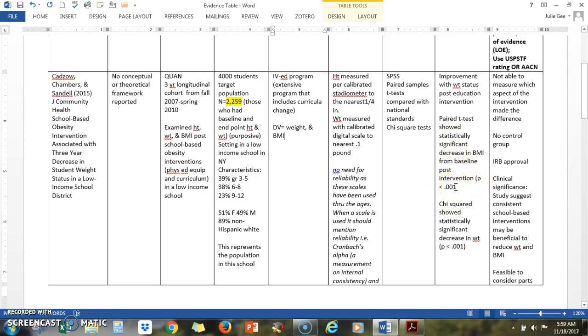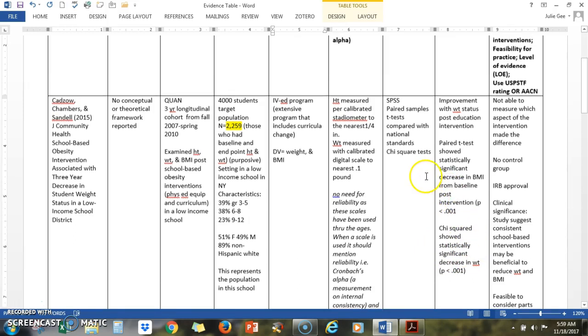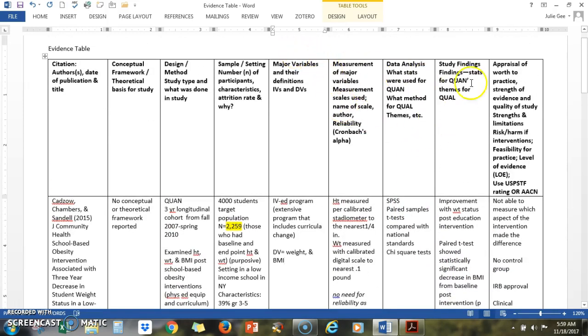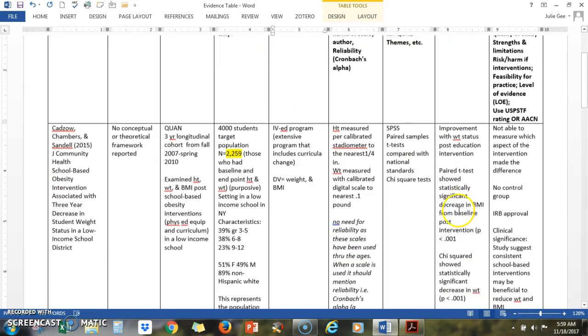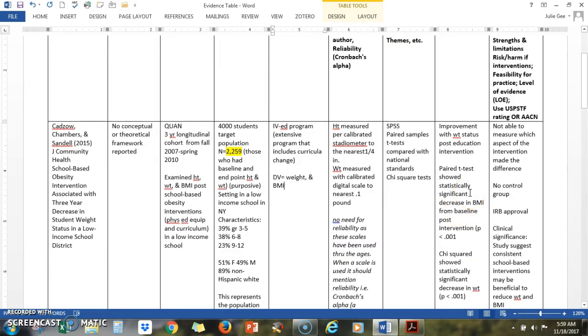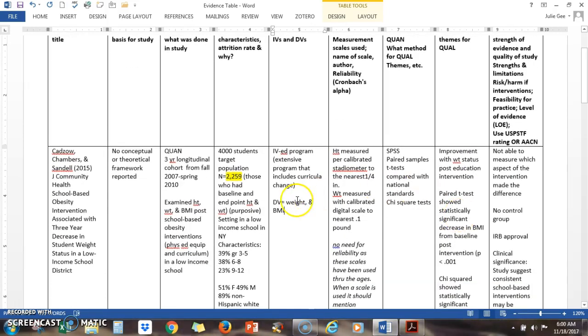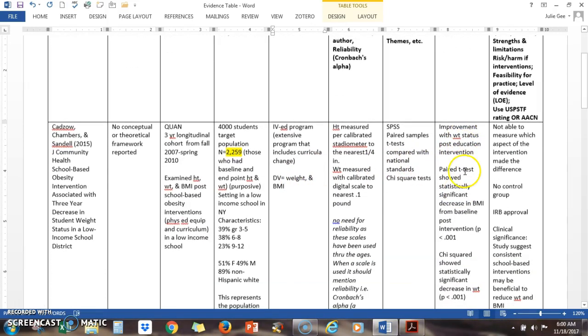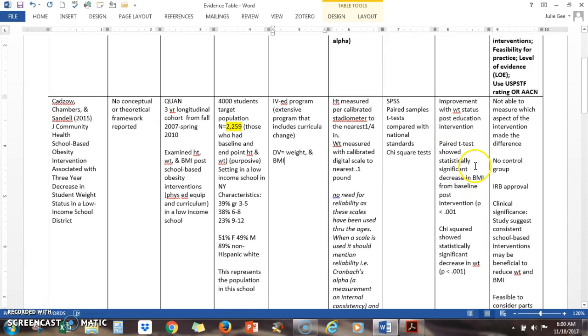You can write the rest in there if you want, but if I need to go back and look at the article, I know it was statistically significant. The other thing, the chi-squared showed that it was a statistically significant decrease in weight, also with a p of 0.001. The thing I want to bring out that's really important: this column, the study findings, ties right back, it is directly related to this column, the major variables. So what you need to talk about is the findings related to your variable, okay? So we know this is all about the post-education intervention, or our independent variable, the education program.